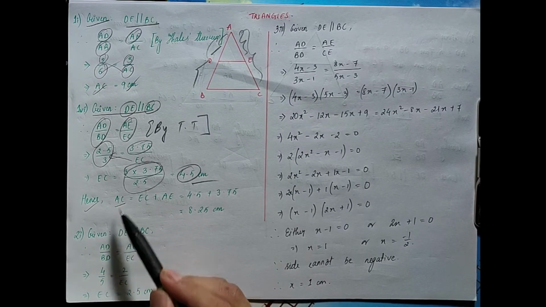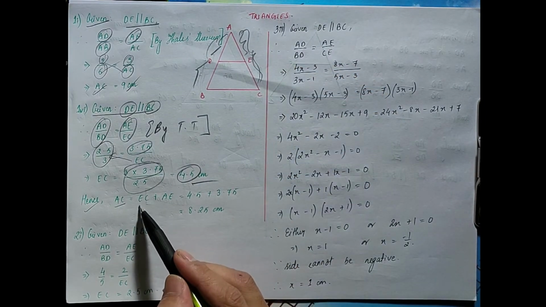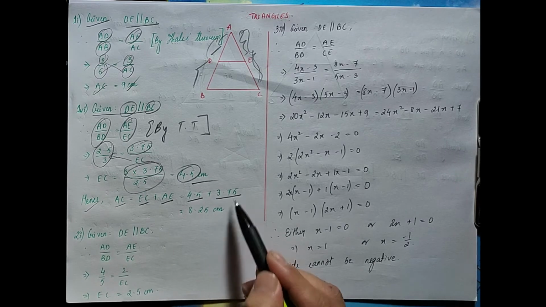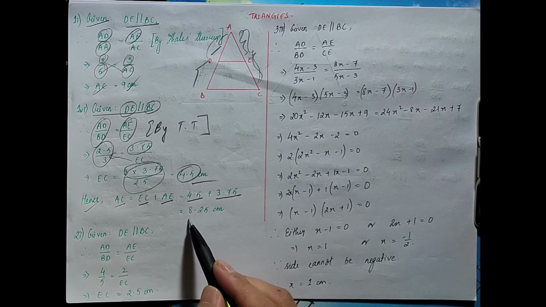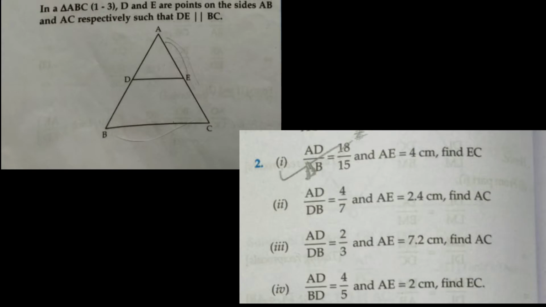Now you have to find AC. So AC is nothing but EC plus AE, which is equal to 4.5 plus 3.75, which is equal to 8.25 cm. If AD by BD is equal to 4 by 5 and AE is equal to 2 cm, find EC.